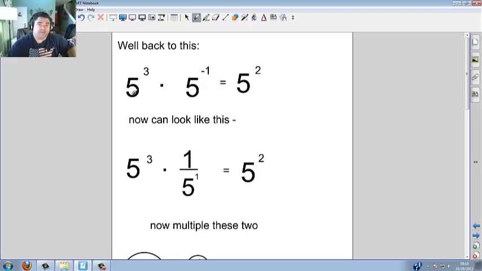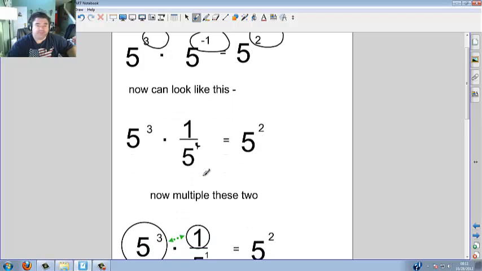I think you get the gist of it. Well, back to this. 5 to the third times 5 to the negative first. So again, we're adding the exponents. So 3 and negative 1 make 2. Okay. And it can look like this. 5 to the third times 1 over 5 equals 5 squared as well. Now why? Because 5 to the negative first means 1 over 5. Now, can I have 1 over 5 or 1 over 5 to the first? It really means the same thing, so don't worry about it.